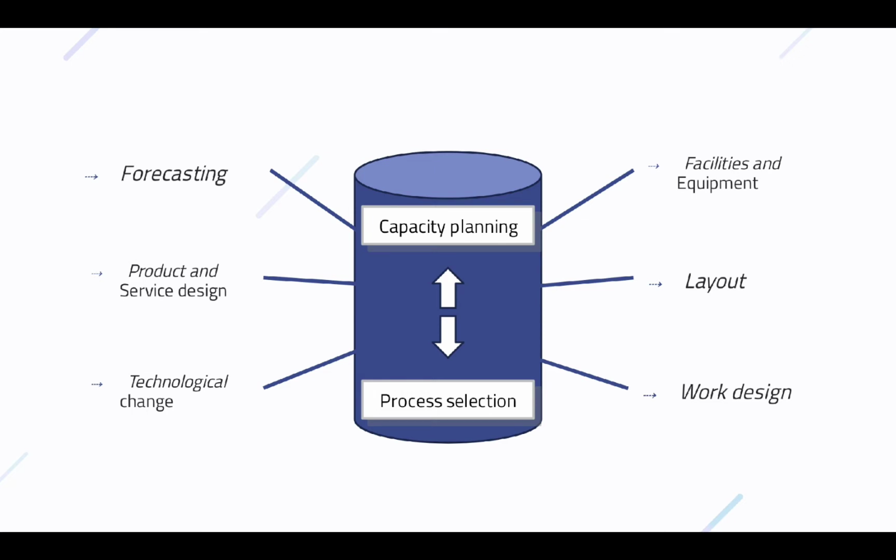Forecasting, we consider the expected output or demand. The product and service design, we consider the type of process for the varieties. Technological change, we consider the adaptation to a more efficient process. Facilities and equipment, we consider the warehousing capacity and equipment functionality. Layout, we consider the effective and efficient flow of the products, and the work design is more about job functions of the employees or workers.